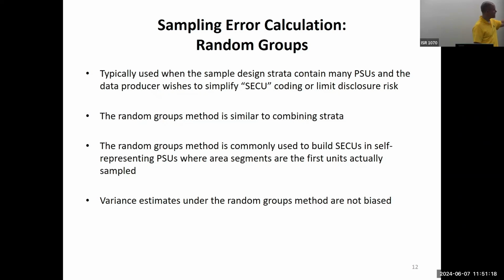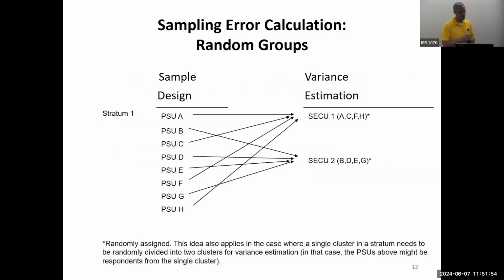Within those self-representing PSUs, which will be included in every sample, you're again left in a situation where you just have 1 PSU in a stratum and you can't really estimate variance. So the units at later stages of the design, like area segments, are randomly combined into groups that enable variance estimation within that 1 self-representing PSU. So this is the random creation, again, of sampling error computation units that will enable variance estimation. Similar to combining, when you use the random groups method, you're not biasing your variance estimates.